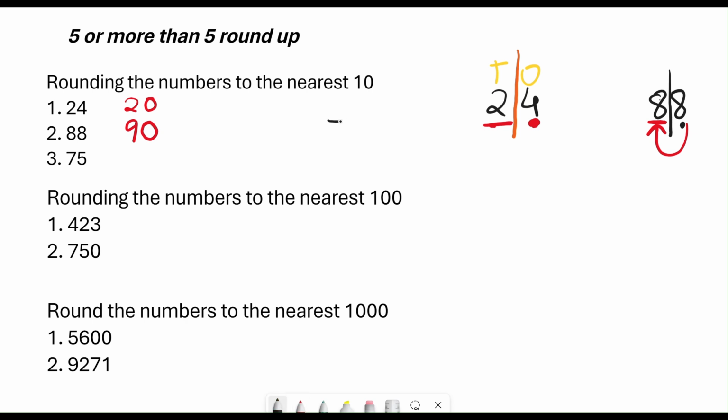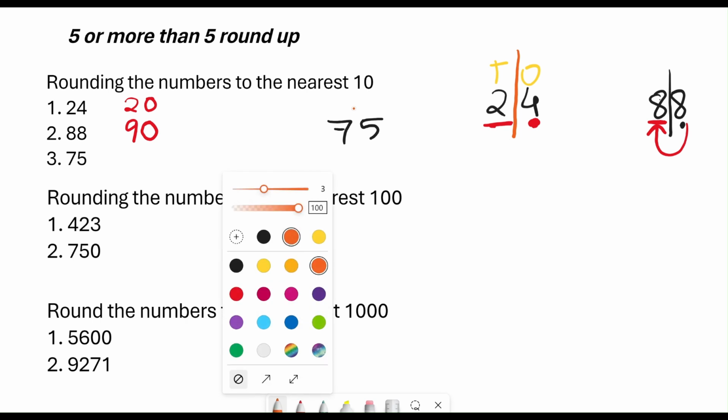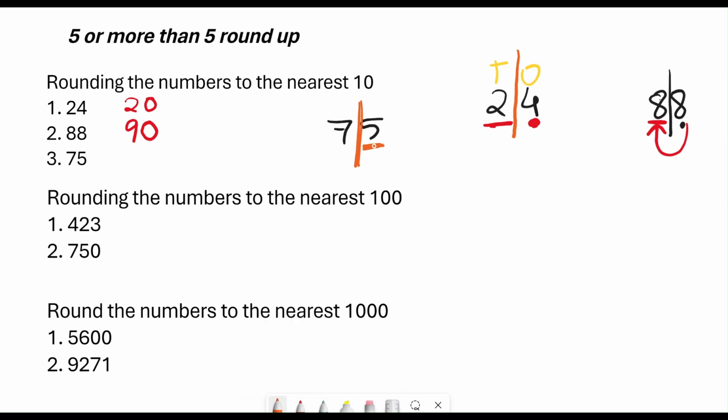Let's take another example of 75. So draw a line after the tens place, which is 7, and then we look at the number next to it, which is 5. So 5 or more than 5, we round it up. So we round this 7 up. If we round 7 up, it becomes 8, so it is 80.